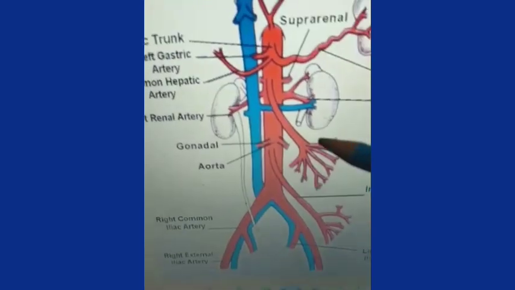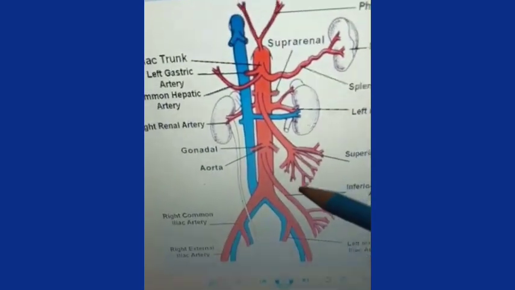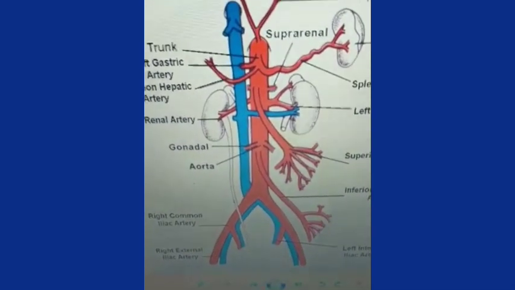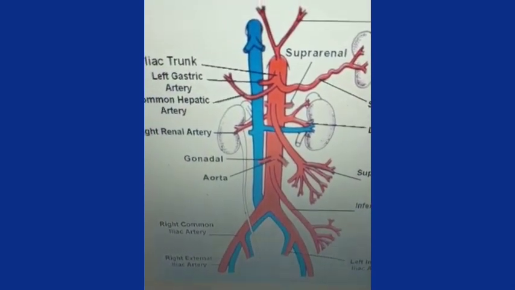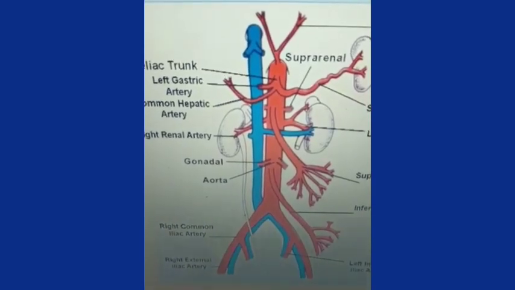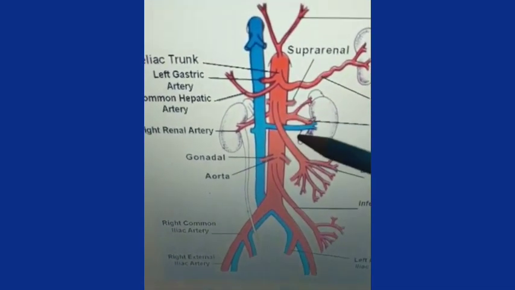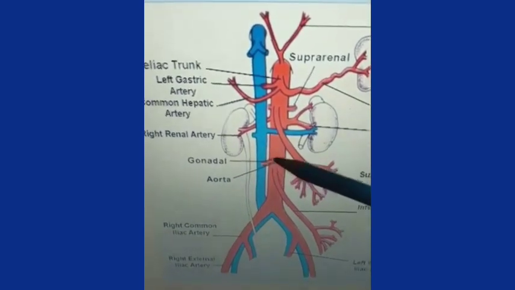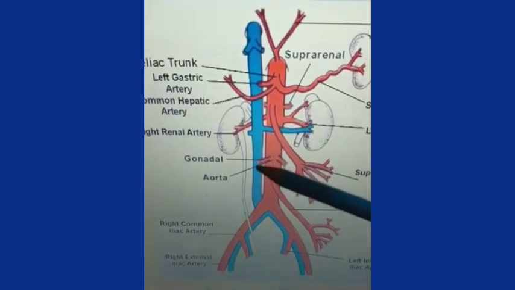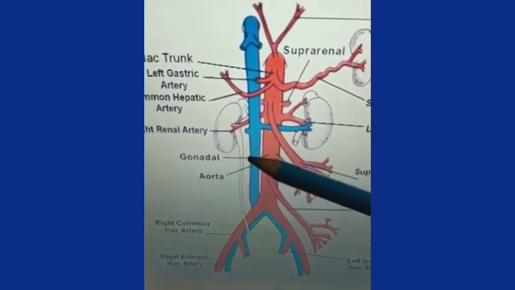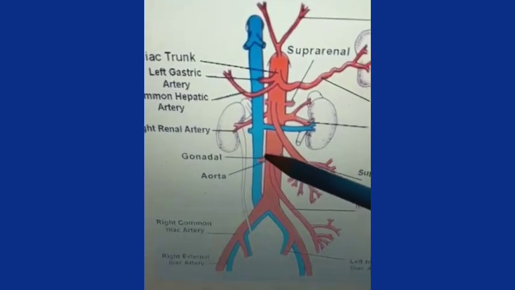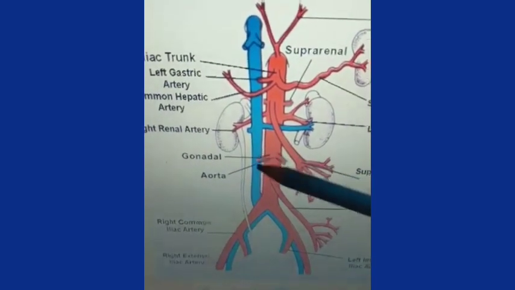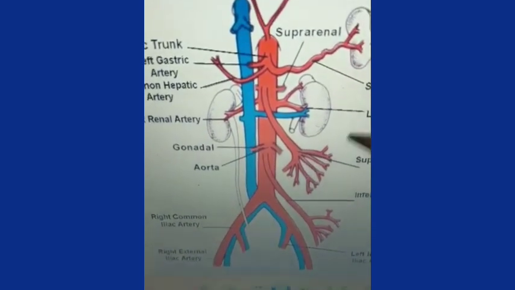Next are the gonadal arteries, the testicular and ovarian arteries. The gonadal arteries are smaller and arise from the front of the aorta just below the origin of the renal artery. This is the origin of the renal artery. Just below the origin of the renal artery arise the gonadal arteries. These are very small arteries, and these will supply the testes and the ovaries by giving the testicular and the ovarian branches.